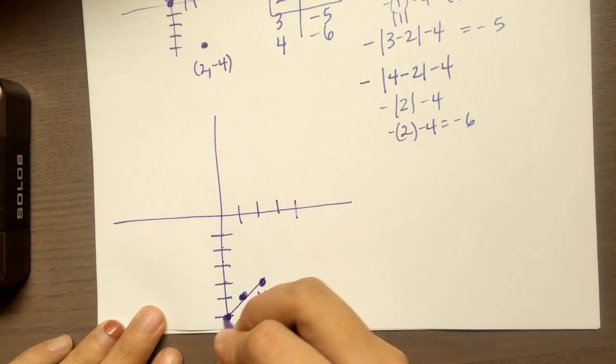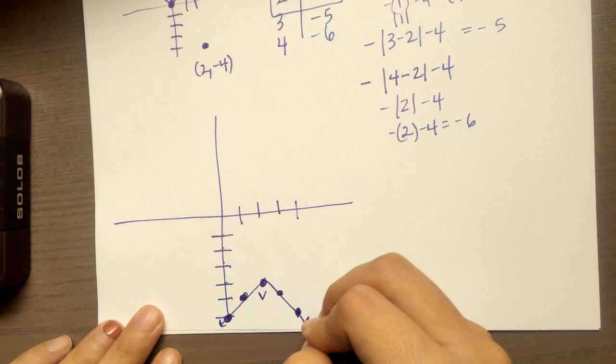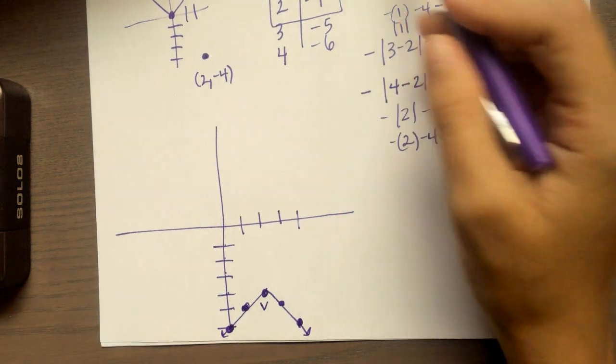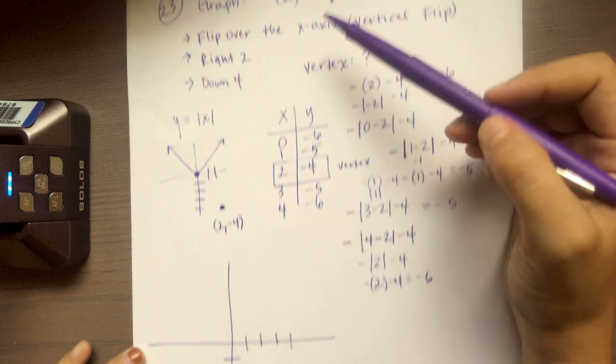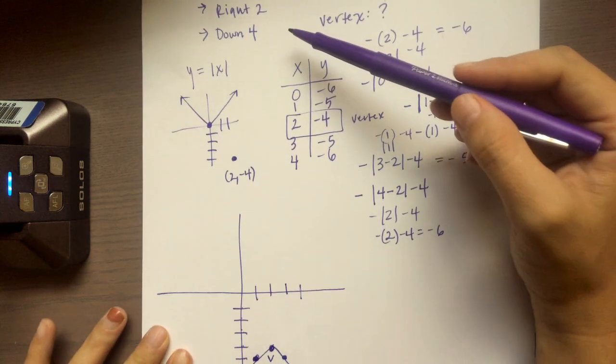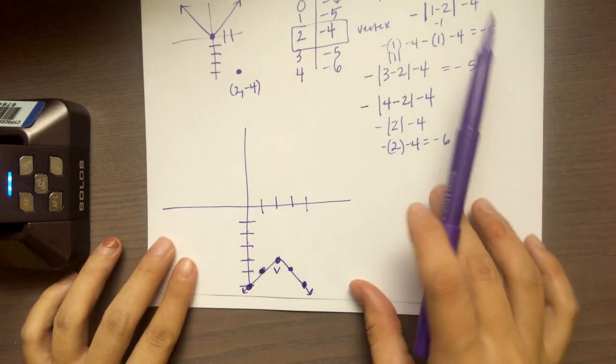And so this actually accounted for everything, right? It flipped over the x-axis, which is what we started with. Let me zoom out a little bit. It flipped over the x-axis, the graph went right 2, and it went down 4. That's it.